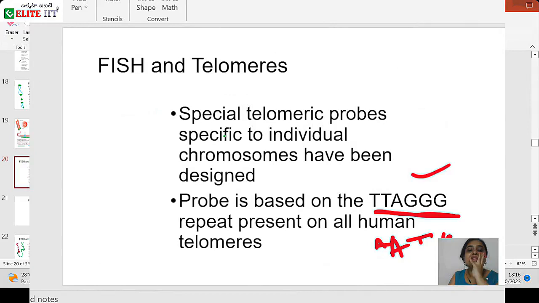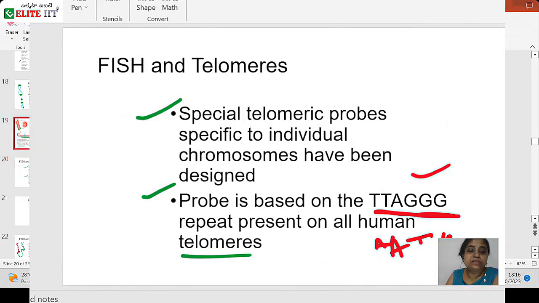Now, FISH and telomeres, another important thing is there. See, special telomeric probes specific to individual chromosomes have already been designed, and the probe is based on the TTAGGG sequence. This is the repeated sequence in humans, present on all human telomeres. So in order to make a probe, you can prepare it just against this sequence. Probe means the complementary sequence will be there in the probe.